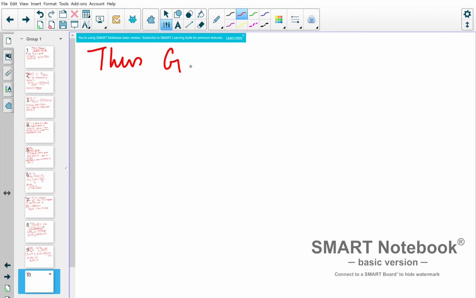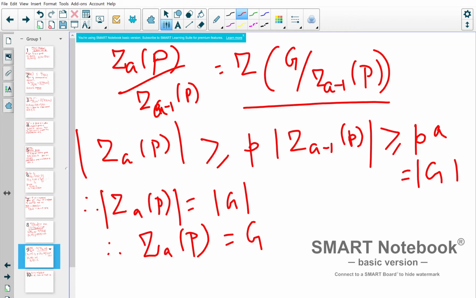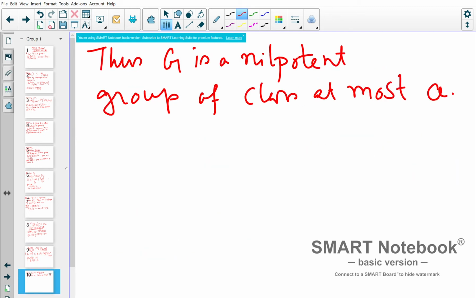So thus G is a nilpotent group of class at most A. See, why am I saying at most? I'm saying it because A may not be the smallest integer, right? So I have to find out the smallest integer, right? So it is at most A, I know that. Now I'm claiming that it cannot be A, it has to be less than A.